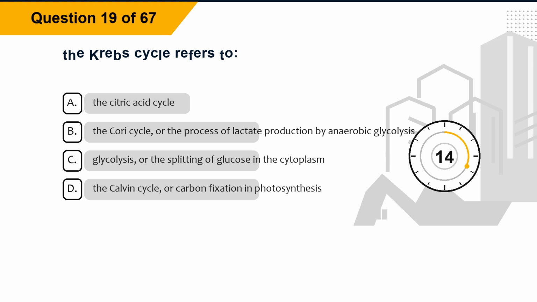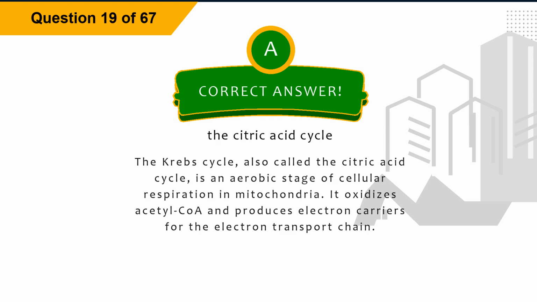Option B, the Cori cycle, or the process of lactate production by anaerobic glycolysis. Option C, glycolysis, or the splitting of glucose in the cytoplasm. Option D, the Calvin cycle, or carbon fixation and photosynthesis. The correct answer is option A, the citric acid cycle. Explanation. The Krebs cycle, also called the citric acid cycle, is an aerobic stage of cellular respiration in mitochondria. It oxidizes acetyl-CoA and produces electron carriers for the electron transport chain.